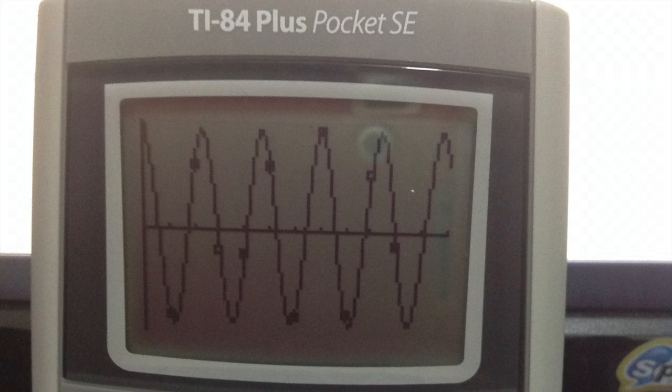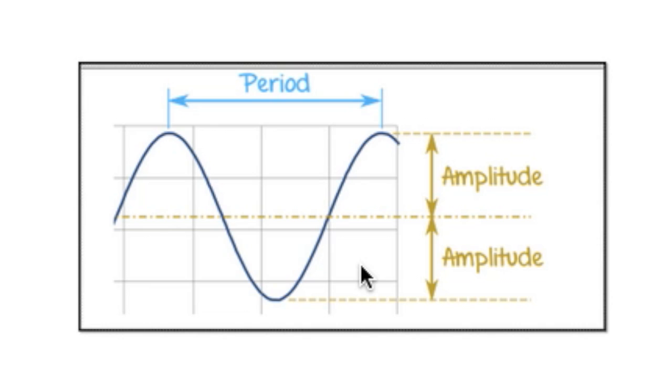And here's the graph. In this video, we will show you how the values A, B, C and D affect the graph. A period is the length from one peak to the next. So both of these points determine the period. An amplitude is the height from the center line, which is this line, to the peak. Or we can measure the height from the highest to the lowest point and divide that by 2.